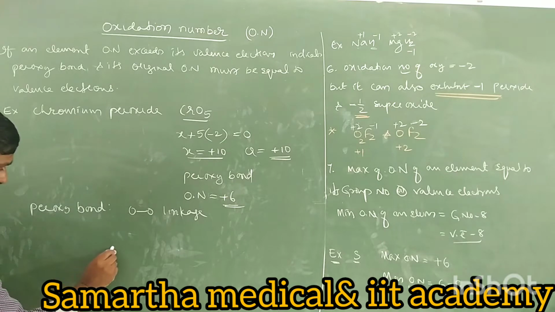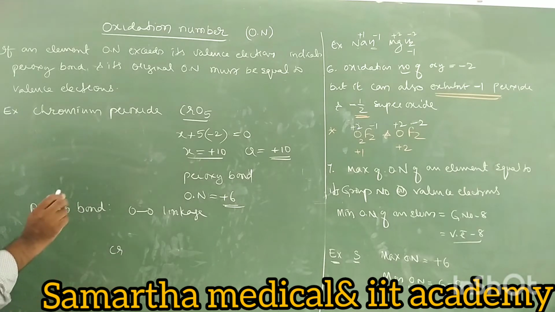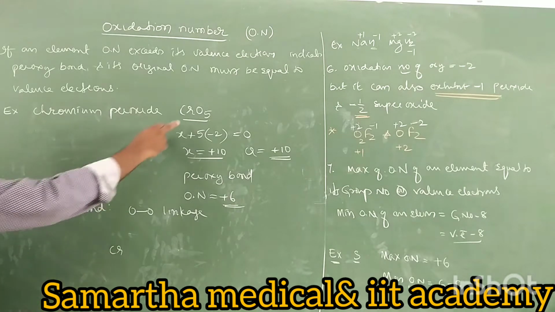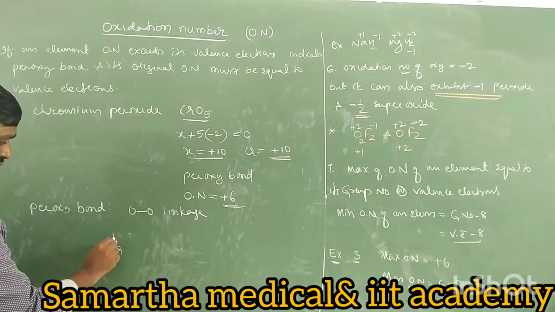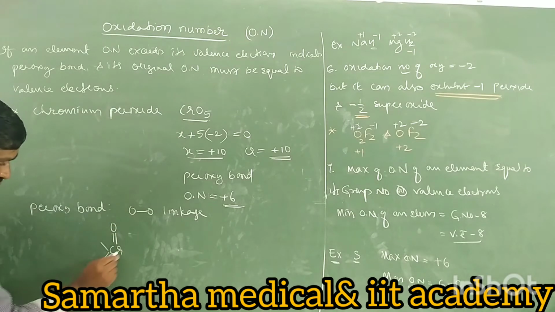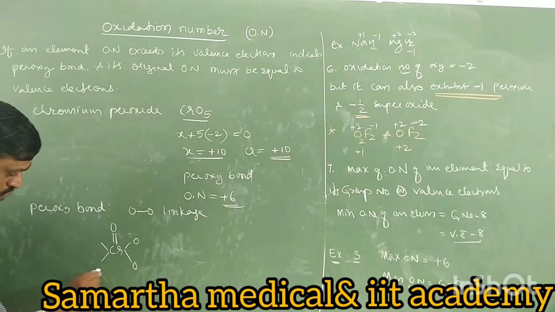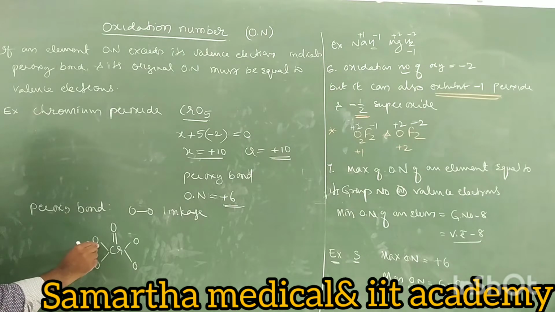Then what is the structure of chromium peroxide? It has a butterfly structure. Chromium peroxide has a butterfly structure. There is 1 chromium and 5 oxygens. There is 1 C double bond O. There are 4 oxygens like this, 1, 2, 3, 4. Then there is a bond between oxygens. This is called a peroxy bond. How many peroxy bonds are there? 1, 2. There are 2 peroxy bonds.